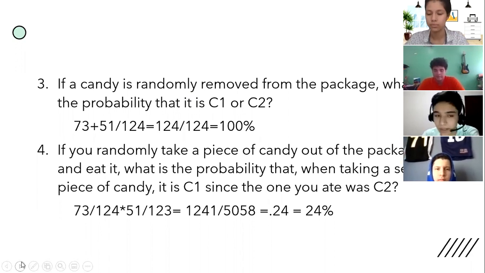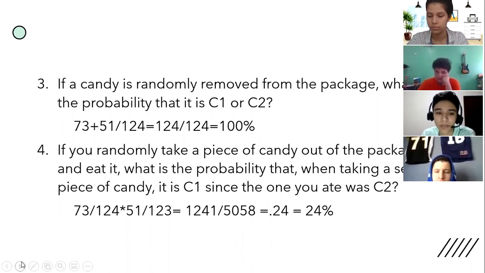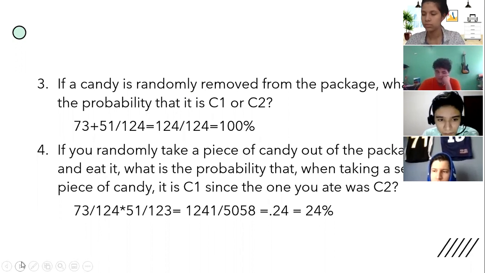The fourth problem says, if you randomly take a piece of candy out of a package and eat it, what is the probability that when taking a second piece of candy, it is C1, since the one you ate was C2? So we do a multiplication. We multiply 73 over 124 by 51 over 123. And that gave us this number, which is simplified to 0.24 or 24%.